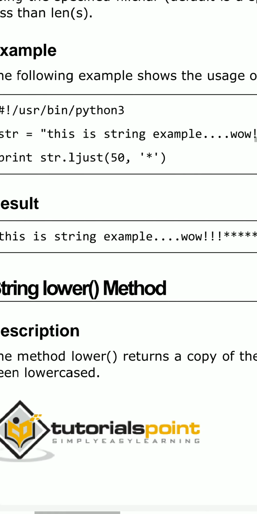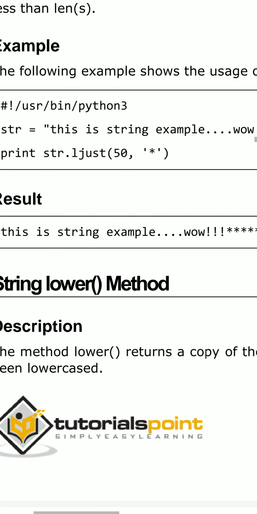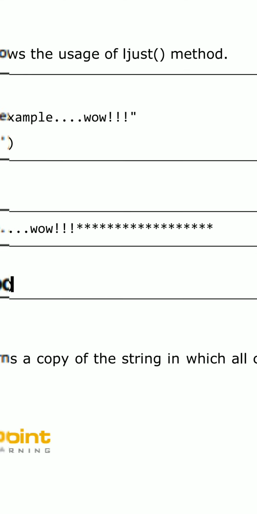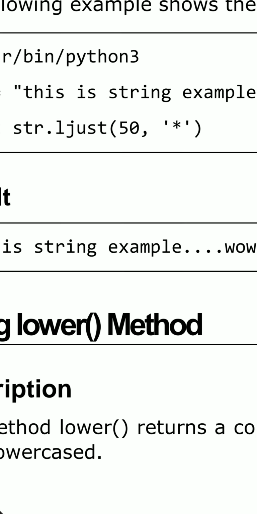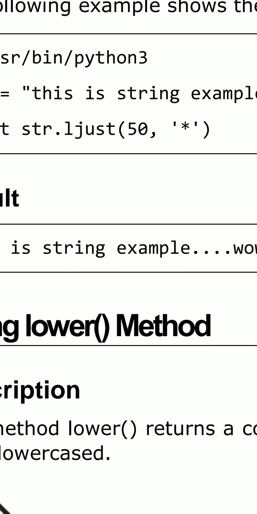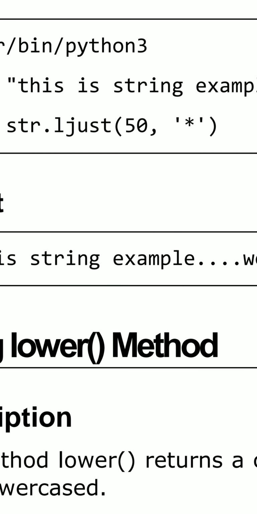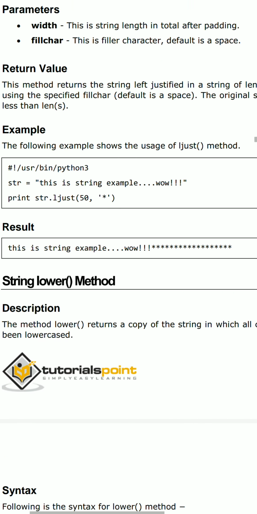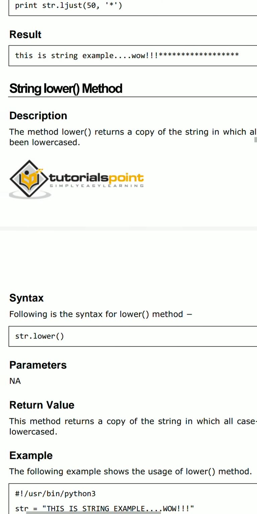You can observe the result here. This is the string example. After the exclamatory mark, you can clearly observe the asterisks continuously. Why? Because here I am printing the left justified string. After 50 characters you have to print the asterisks. That is the main aim of the method left justified.